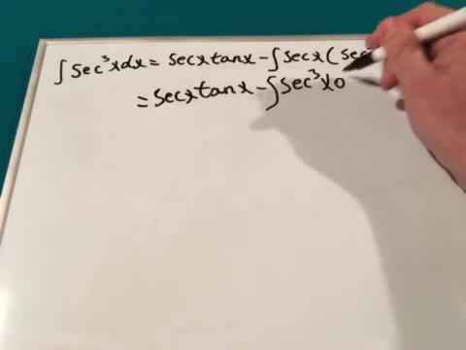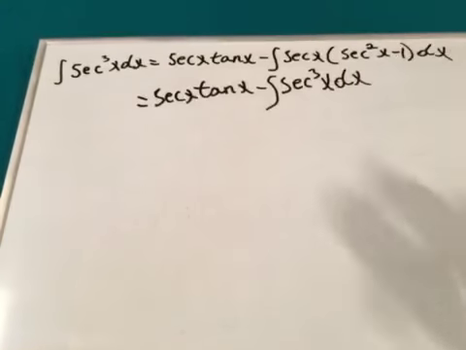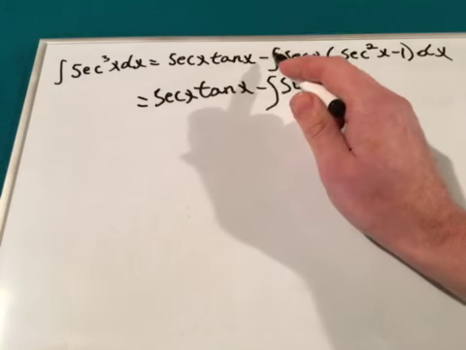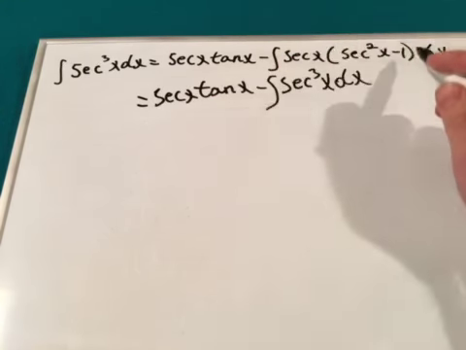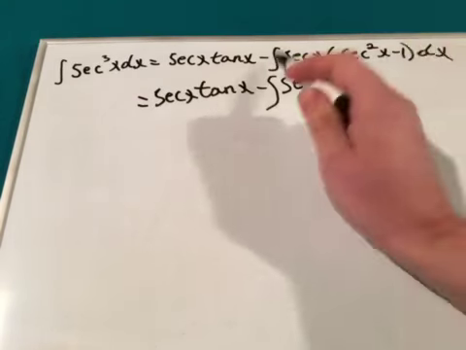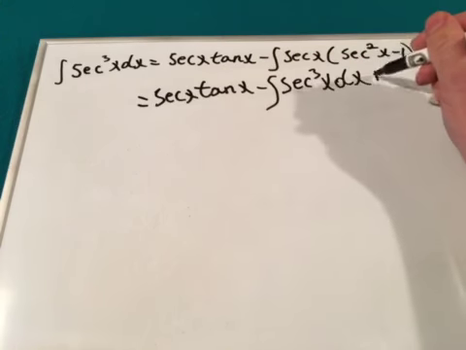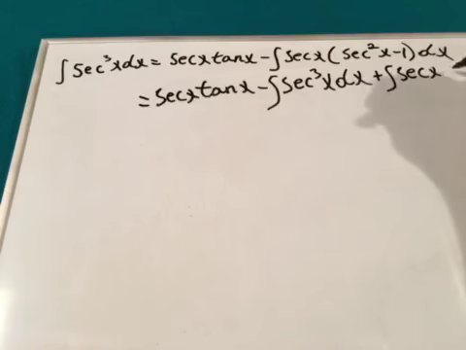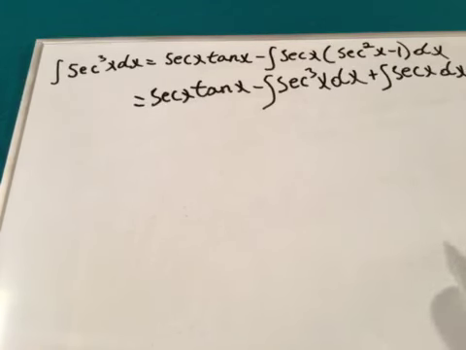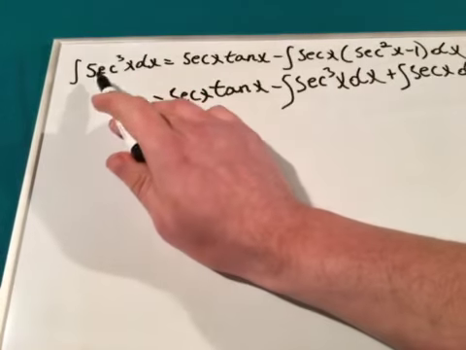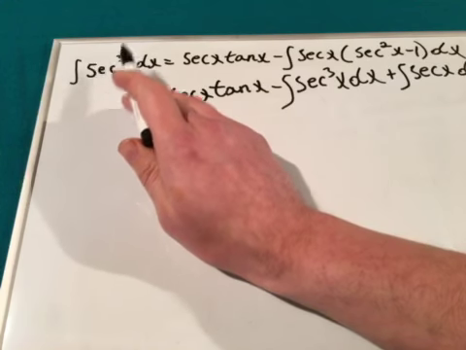But we could split that into two integrals and say, okay, so we have minus the integral of secant cubed x dx, but then minus a minus secant, right? Because here we have a minus secant times minus 1, so minus secant, but there's a minus in front, so it's going to be plus the integral of secant x dx, all right? So now we have another integral, but wait a minute.